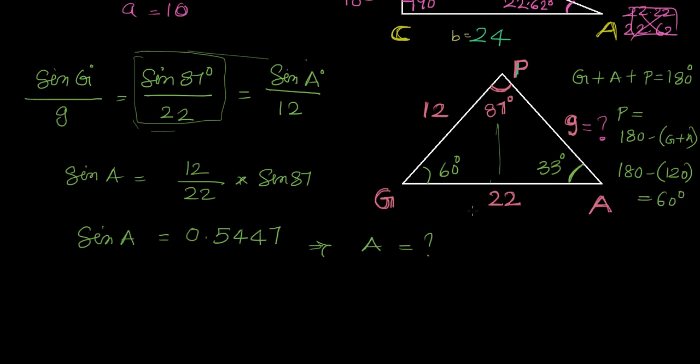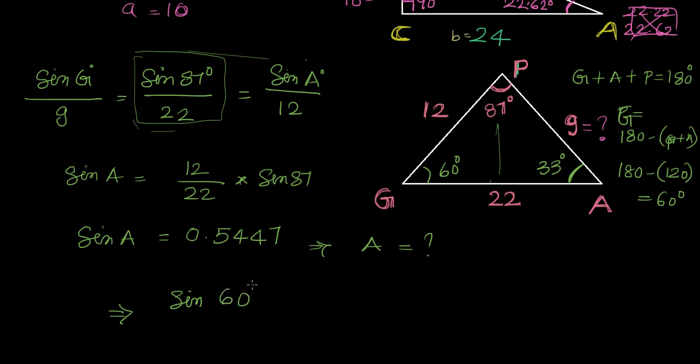Okay. Now what I did, G plus A plus P equal to 180. You want to find out G. This is a mistake. G is 180 minus of P plus A. That's nothing but 180 minus 120, which is 60. Now you have all the three angles. It's very easy now. You want to find out what is G. So I will say, you know A equal to 33, so G equal to 60.